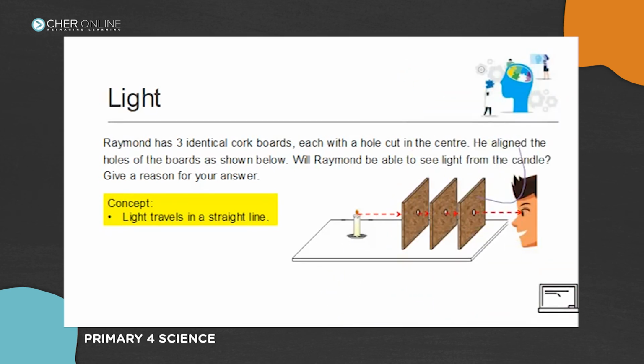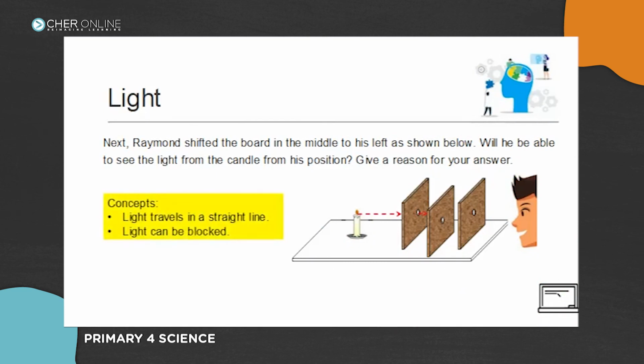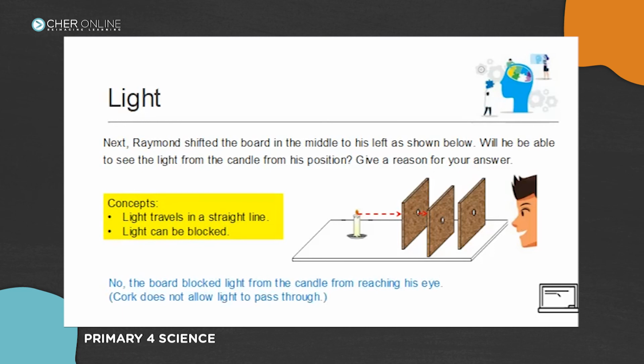Okay, let's go on. So yes, light from the candle travels in a straight line through the holes to reach his eyes. Always remember, it must enter his eyes. Now Raymond shifted one of the boards. Okay, do you think he can see the candle now? Who wants to try? Because light travels in a straight line, it cannot pass through the board. So the board blocked the light. So no, the board blocked light from the candle from reaching his eyes. Always remember, it's always back into his eyes.